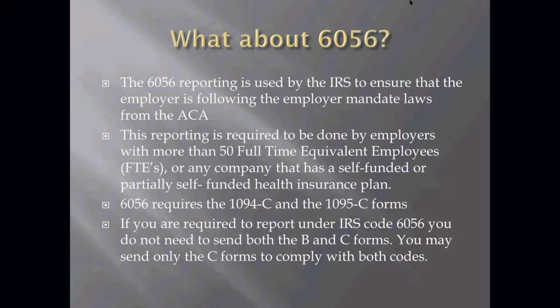Now, if you're required to report under IRS Code 6056, you don't need to send both the B and the C forms. So if you have a self-funded plan, then you can send just the C forms, and it covers both the 6055 and the 6056 requirements. So that's why, as an employer, the 6055 is not really something that you're going to be using, because if you needed to send that out because your insurance company didn't, you would get it under the 6056. Any questions so far?